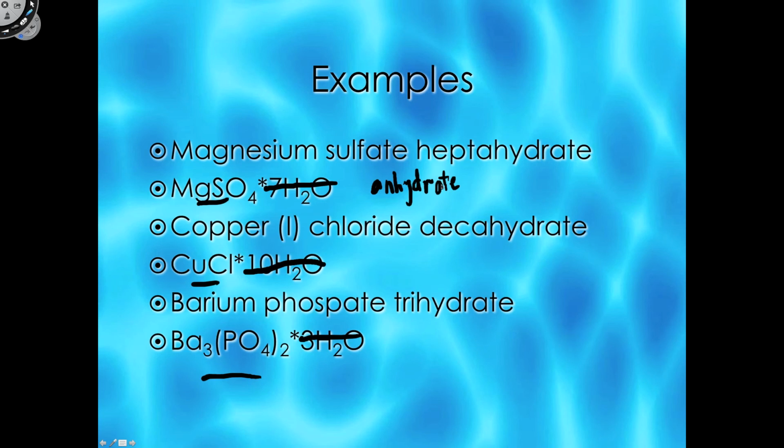But a lot of anhydrates will sometimes over time just naturally absorb water back in and become hydrates again. So it's a very loose, this little asterisk stands for a very loose chemical bond between the ionic part of the hydrate and the water itself. So that's part 6. Part 7 is coming soon.